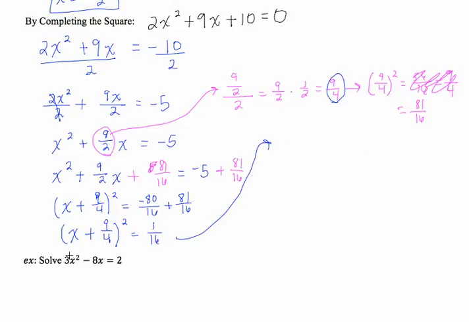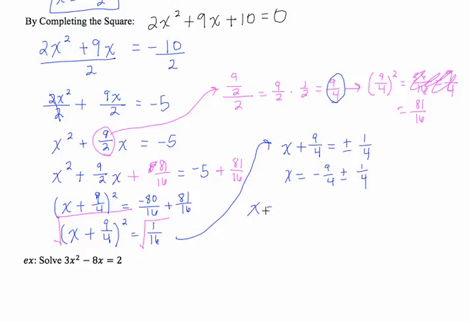Out of space, let's come over here. Now we can take the square root of both sides. And on the left we have x plus 9/4. And on the right we have a plus or minus, don't forget that. Square root of 1/16 is 1/4. So we get x equals negative 9/4 plus or minus 1/4. Now it doesn't look the same as the other answers we got, but let's split up the positive and the negative answer and keep going here.